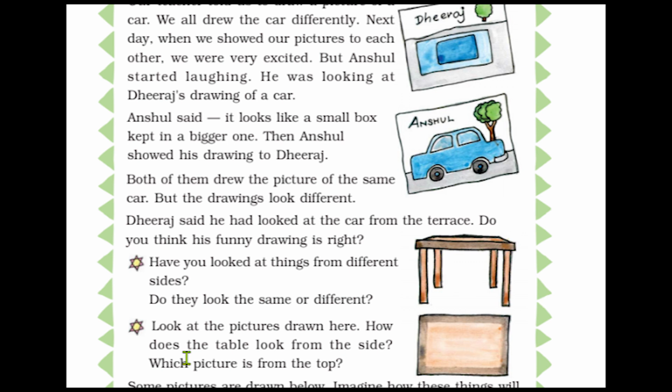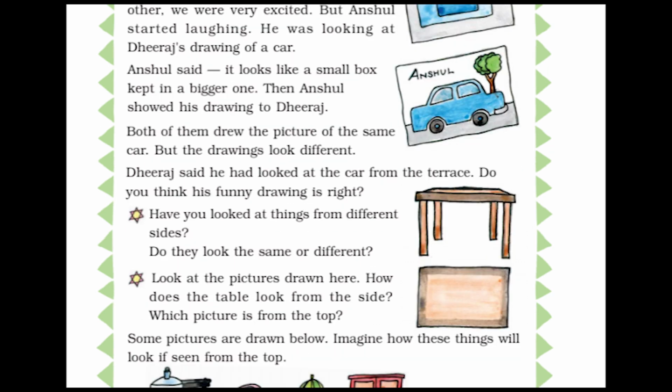Look at the pictures drawn here. How does the table look from the side? From the side you can see the legs. And when you see from the top, you can see a flat surface because the table is flat. Some pictures are drawn below. Imagine how these things will look if seen from the top.